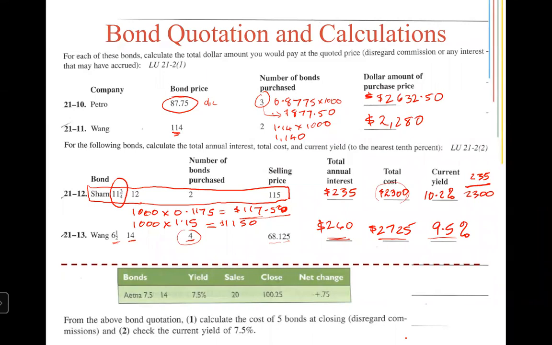What is the close for this one? 125 cents. 100.25%. Remember now, with a bond, it's in percent. So 100.25% of 1,000 would be the close. When you multiply 1,000 times that, it gives you $1,002.50.